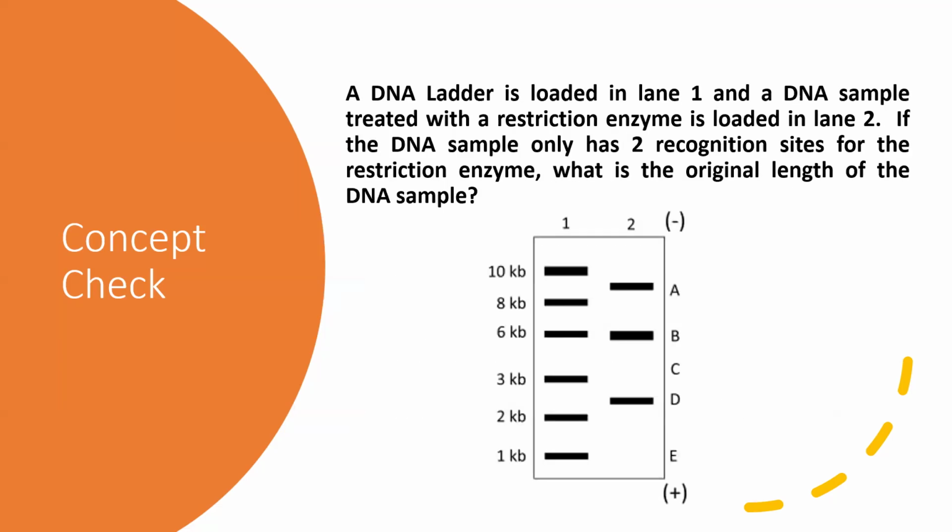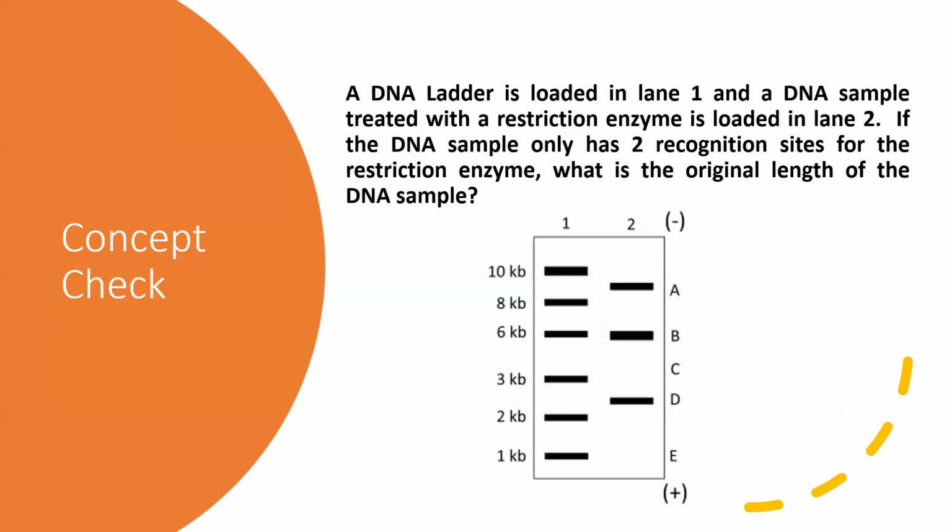Here we have a DNA ladder, and then we have a sample that's being treated with a restriction enzyme. Basically, it says it's a linear DNA, and then you cut it. How many times does it say? It only has two recognition sites. So that means you have linear DNA, you cut it twice, and then we have three pieces, right? The three pieces are going to be different lengths, and you're going to run this on the gel. You're going to have three fragments. So now, how long is the original? That's what the question is asking.